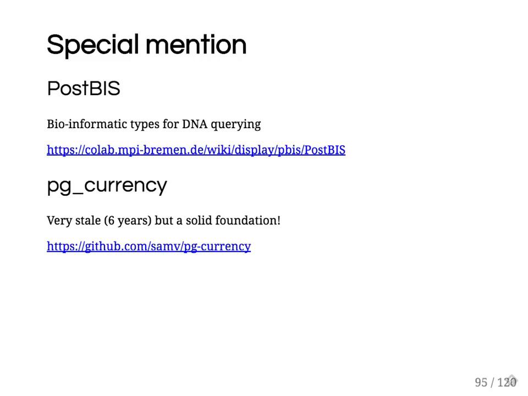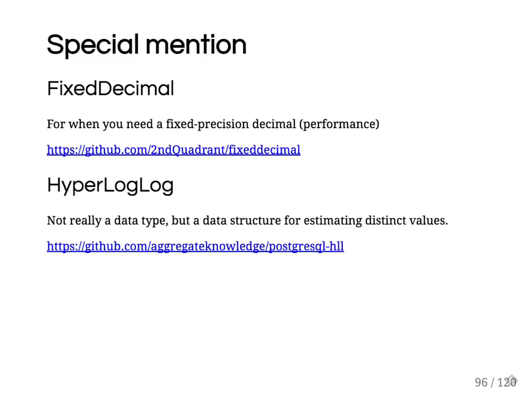For people who are really into these sorts of things, there's PostBIS, if you're a bioinformatics person. There's a whole module, a bit like PostGIS, but focused around DNA querying. And there's a pretty good but very stale pg_currency, which tries to solve a lot of the problems with the money type and has support for different currency flags and so on. It's not perfect, but worth taking a look at if that's your jam.